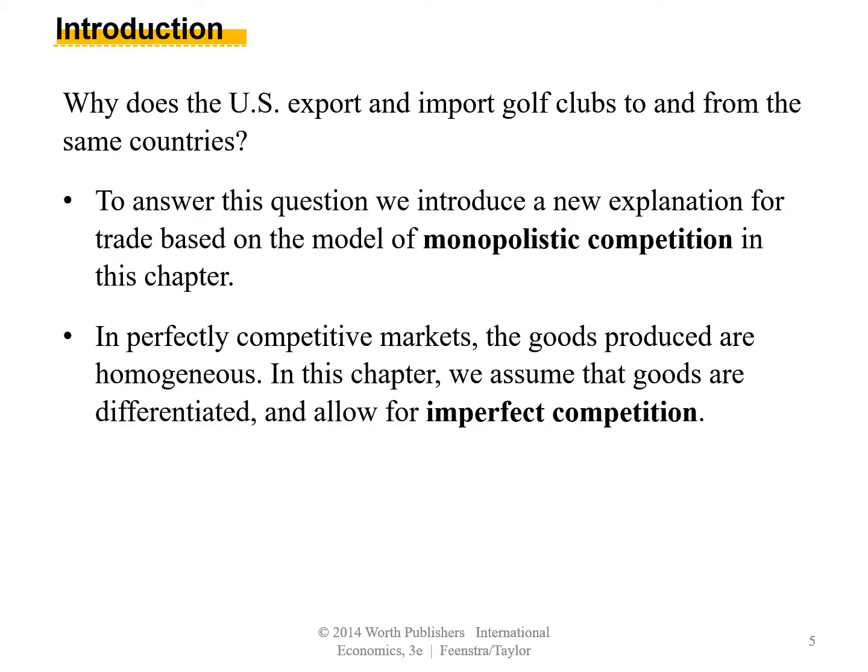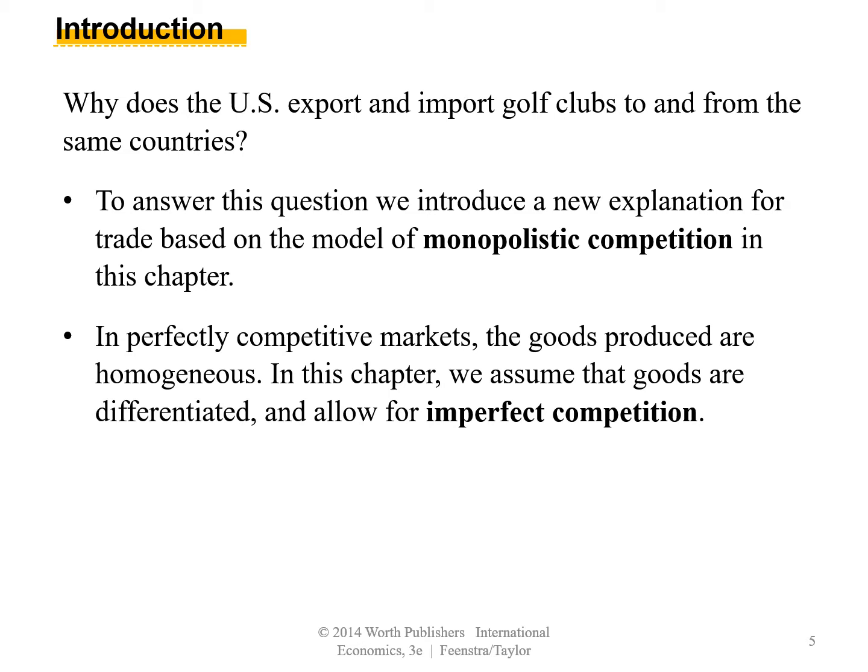So to explain why the US exports and imports golf clubs, we're going to use a monopolistic competition model instead of a perfect competition model. If you recall your basic intro econ, when we talk about markets, we often will explain that there are four basic types of market. Perfect competition, where there are many buyers and sellers and there's one homogeneous type of good.